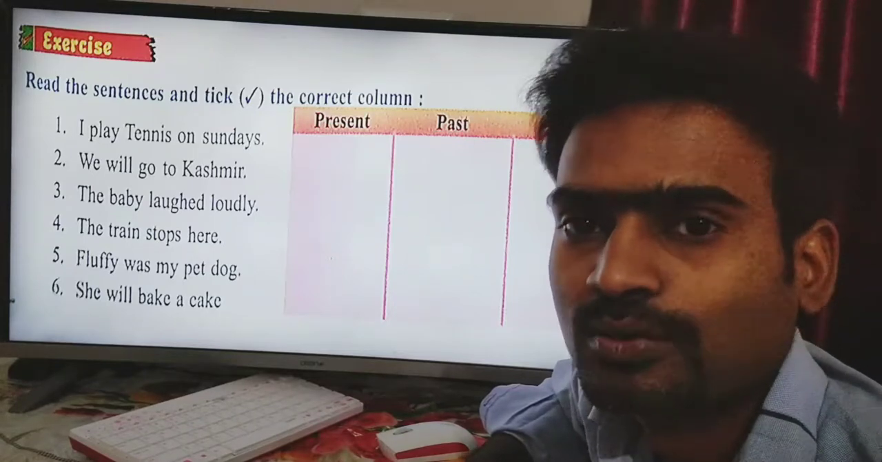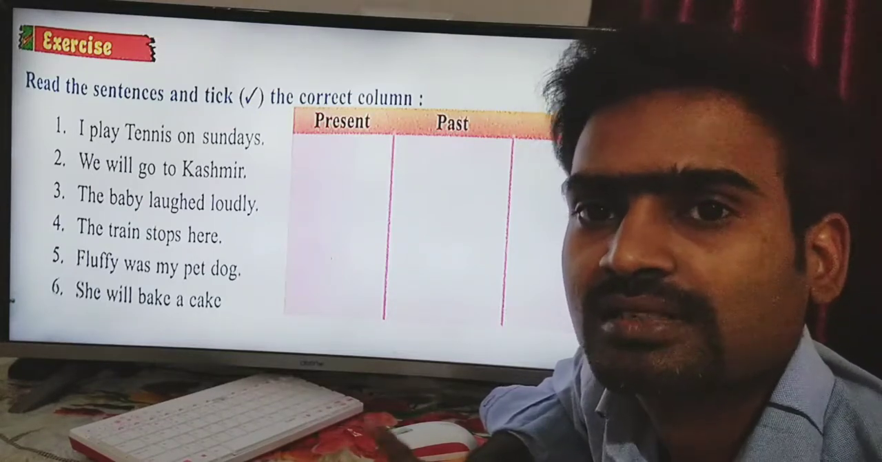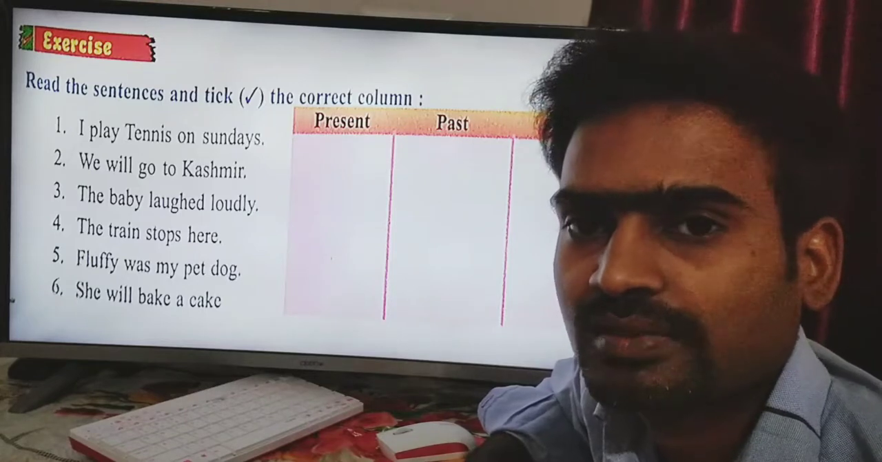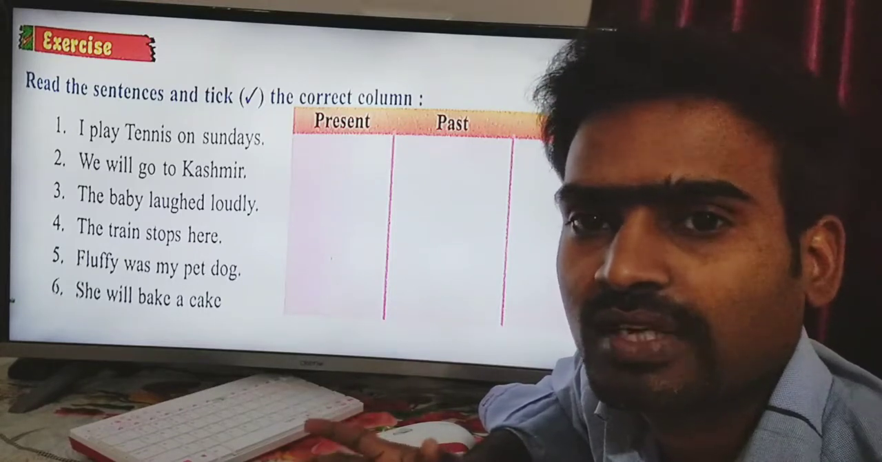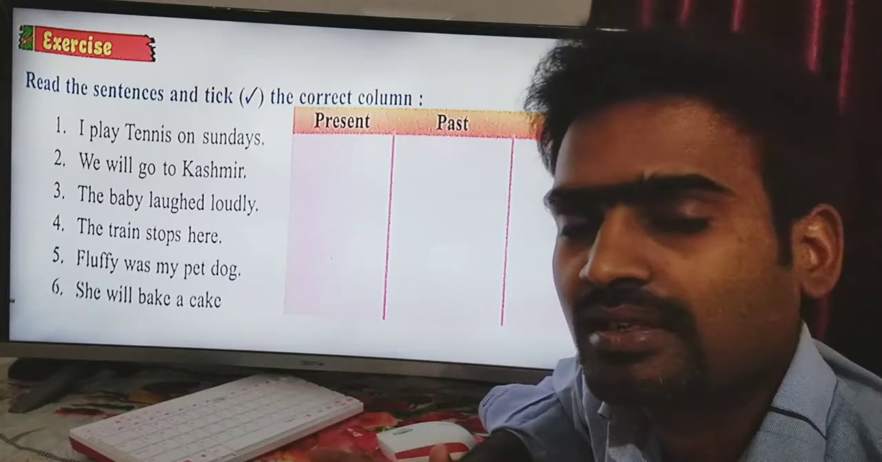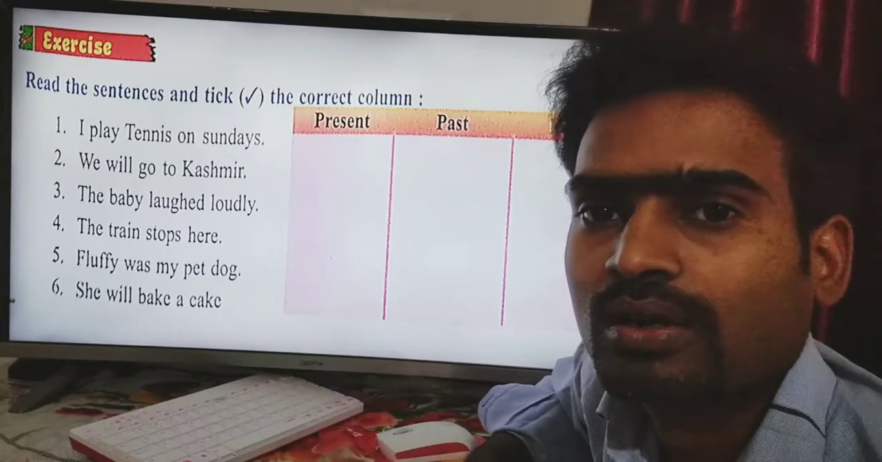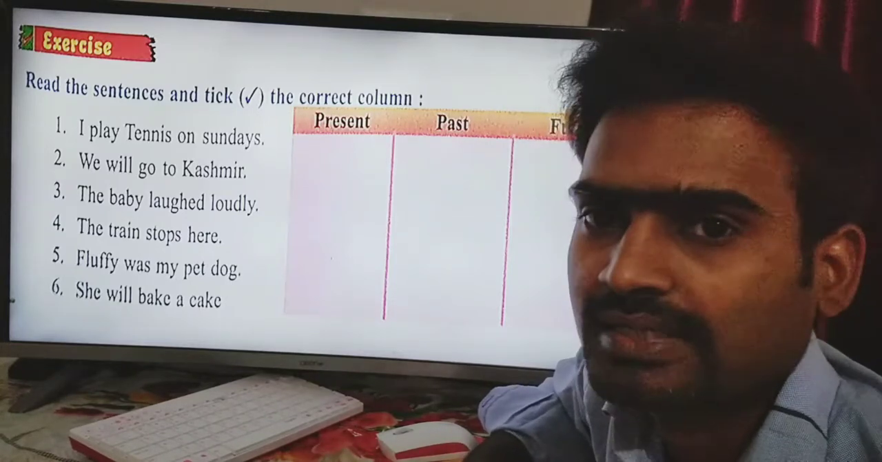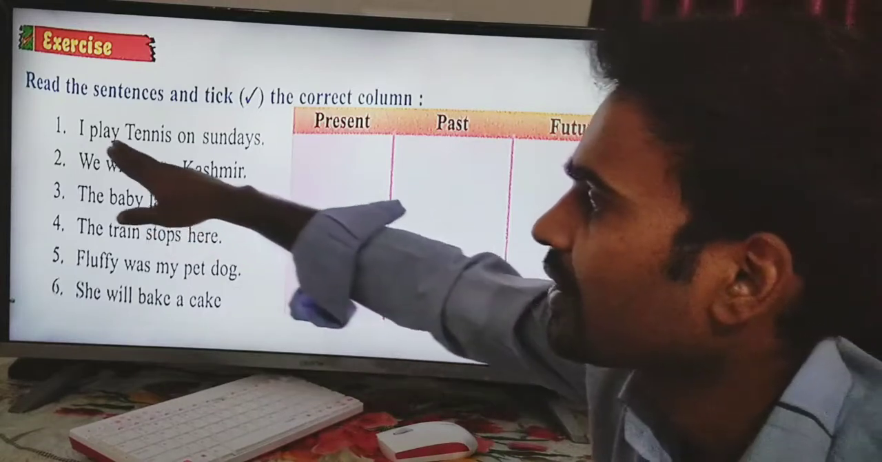But when we speak about simple present tense, simple past tense and simple future tense, by looking at the verb, we can easily identify the tense. We can also decide with the auxiliary verb or helping verb. So here we can decide with the verb.